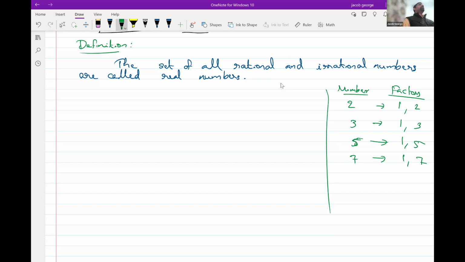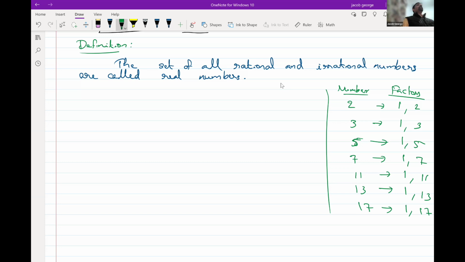9, is it a prime number? No, because 3 3s are 9. So we write 1, 3, and 9 are factors of which one? 9. So next is which one? 11. 11, 1 and 11. Then 13. What are the factors of 13? 1 and 13. Next prime number is which one? 17. 1 and 17. Like this it will go on. And the other numbers are composite.